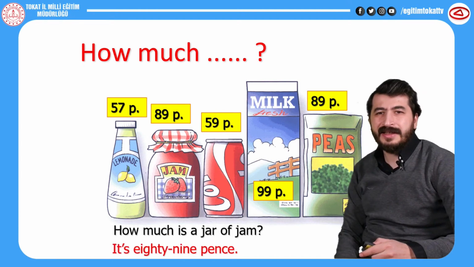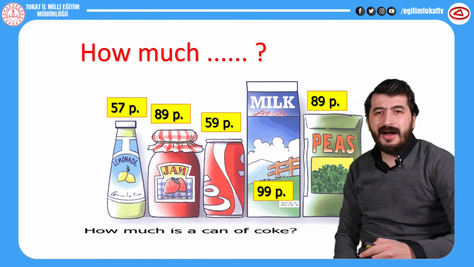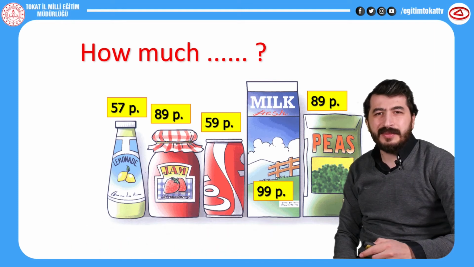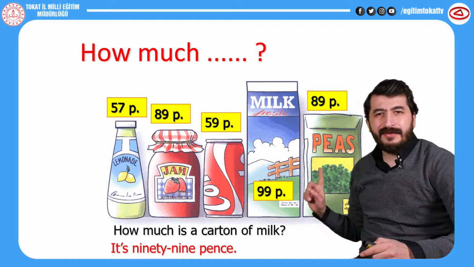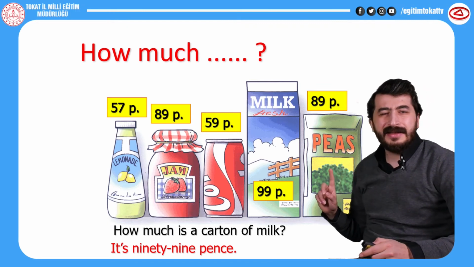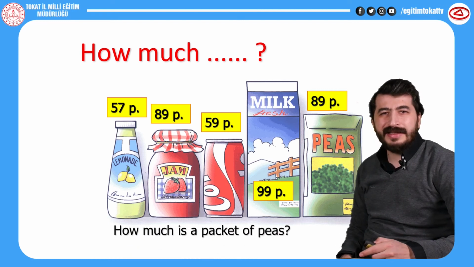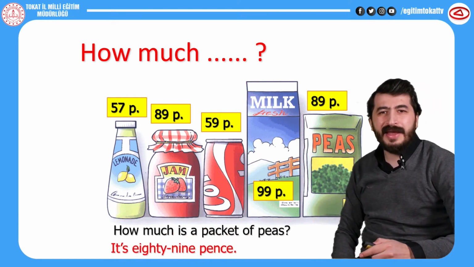It is 89 pence. And ask for Coke now. How much is a can of Coke? It is 59 pence. Okay, let's talk about milk now. How much is a carton of milk? It is 99 pence. And for peas, how can we ask? Packet. Okay. How much is a packet of peas? It is here, what can you say? 89 pence.